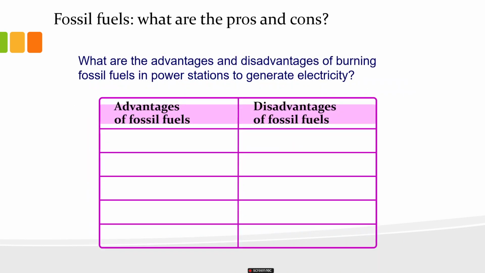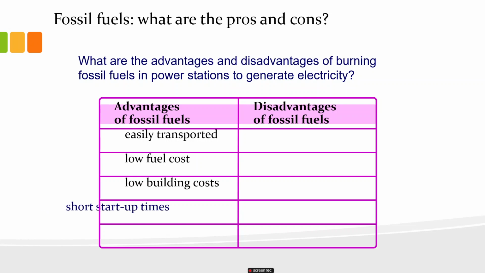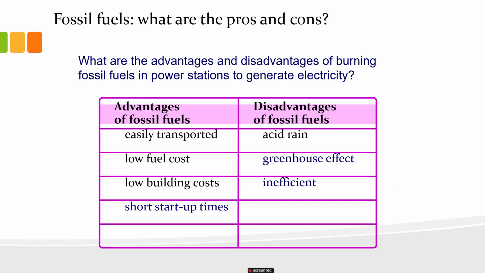So what are the advantages and disadvantages of burning fossil fuels in the power stations to generate the electricity? The advantages of the fossil fuels are it can be easily transported. Then the cost of the fuel is less. Then building a power station will cost less. The startup time is less compared to a nuclear station. The drawbacks of the fossil fuels are it may produce acid rain, it leads to the greenhouse effect, and it is inefficient compared to nuclear energy.